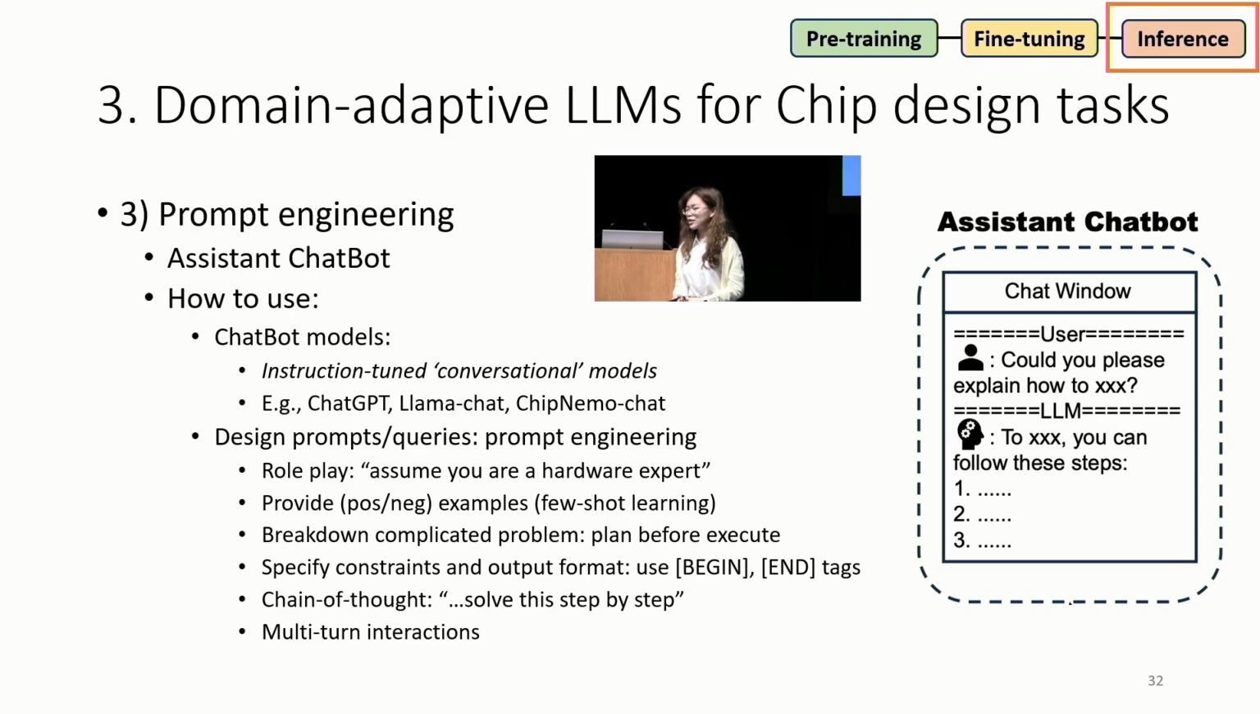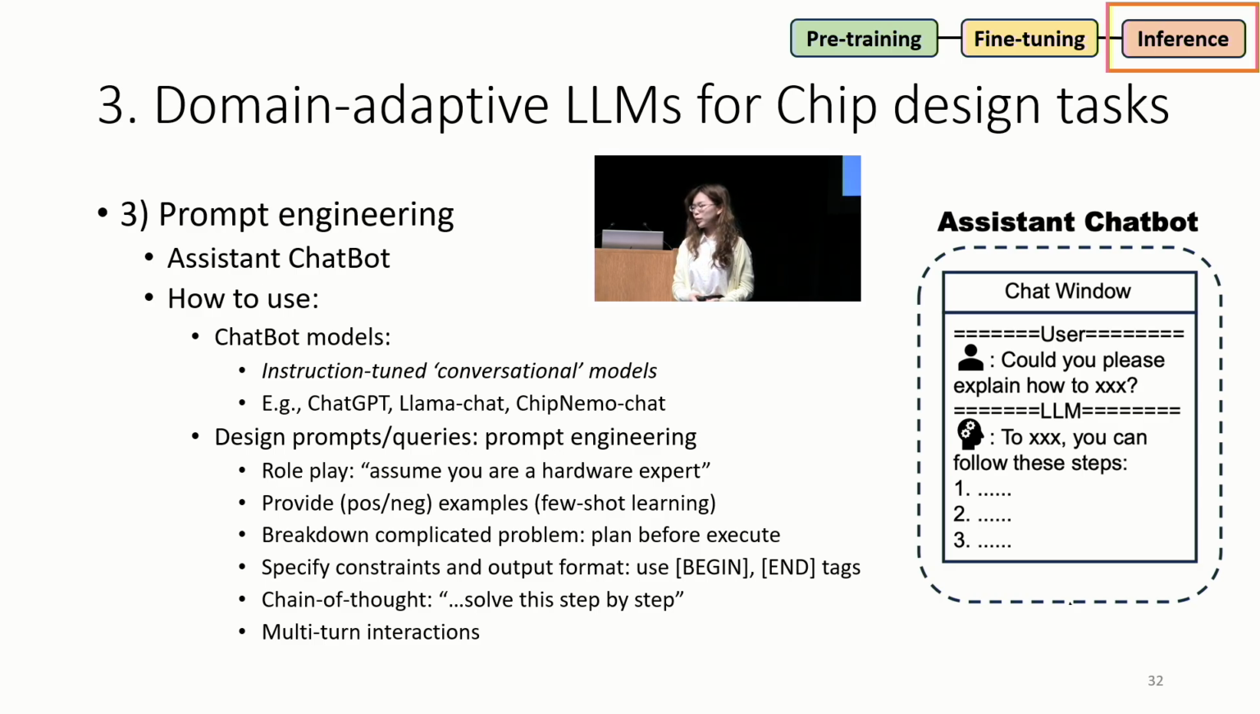Another thing is to provide either positive or negative examples. We usually call it few-shot in-context learning. For example, for the code generation task, you can give several golden input-output examples of what you are expecting the model to generate, and then follow with your new task description and ask the model to generate the answer for the new task.